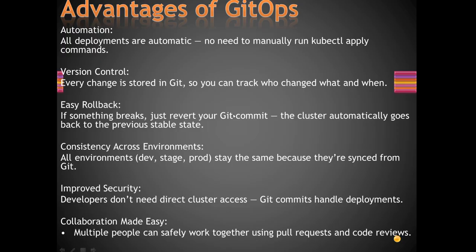Consistency across environments, all environments like dev, stage, and prod stay the same because they are synchronized from Git. Another one is improved security, developers do not need direct cluster access, and Git commits handle deployments. Another one is collaboration made easy, multiple people can safely work together using pull requests and code reviews.